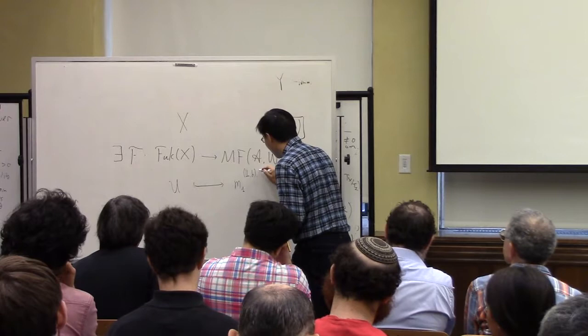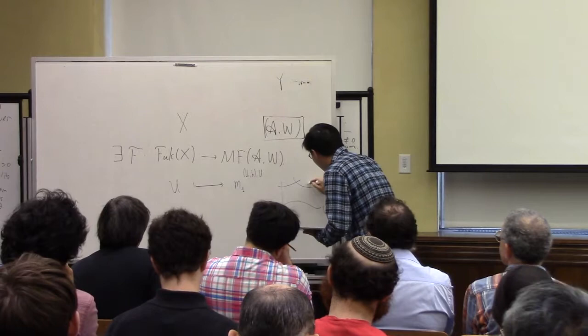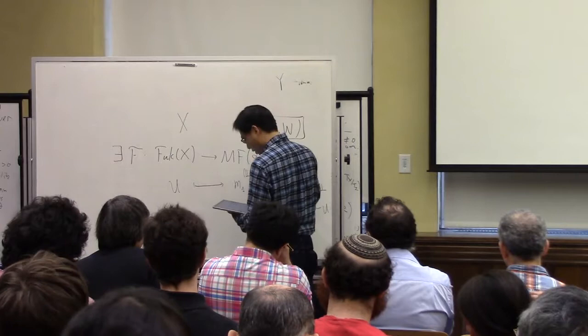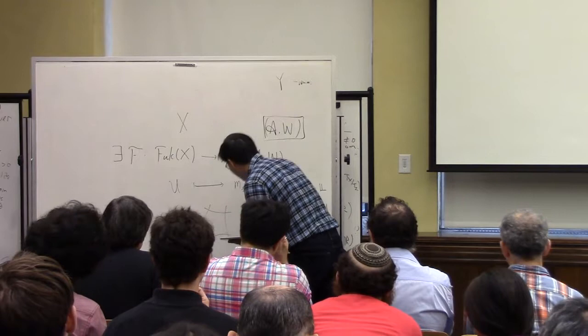So the picture is the following. You have U here, and you start with several Lagrangians L here, and then you consider counting strips bounded by L and U, and it naturally gives a matrix factorization here. So indeed, intuitively, it is very simple. W is counting polygons.